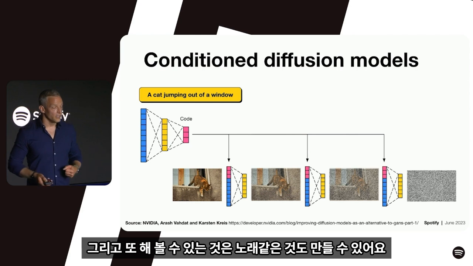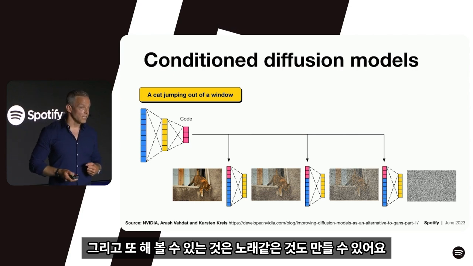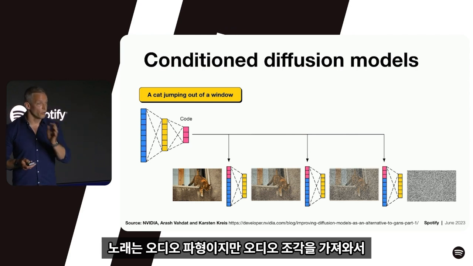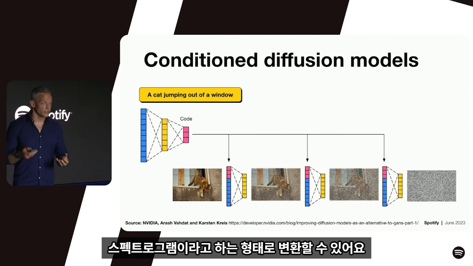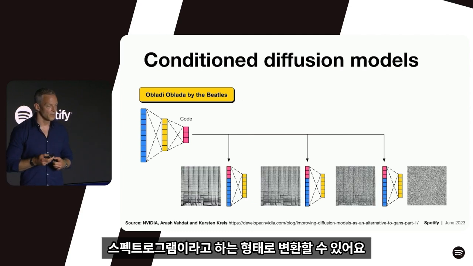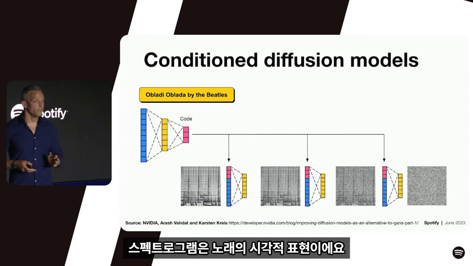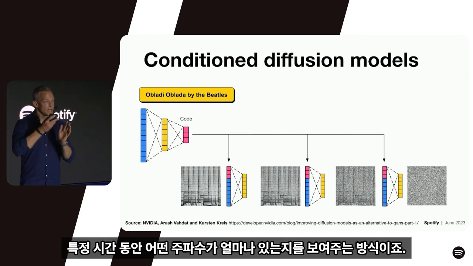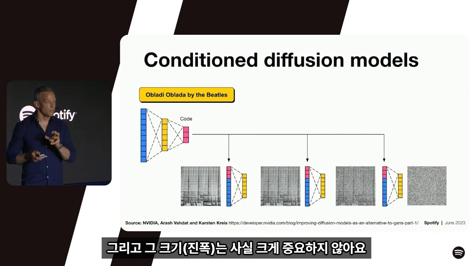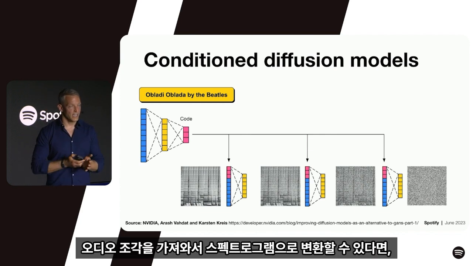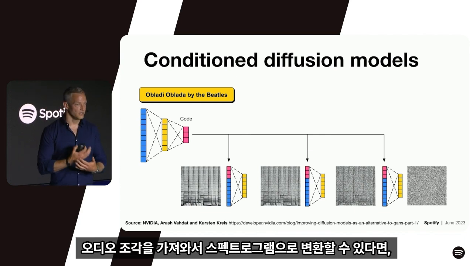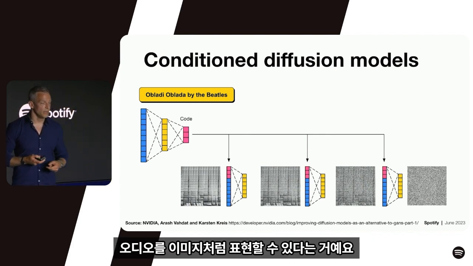And what you can do is you can actually take something like a song, right? A song is an audio wave, but it turns out you can take a piece of audio and you can transform it into what is called a spectrogram. So a spectrogram is the visual representation of a song. It kind of says how much of every frequency is in a song at a certain time and the magnitude of that. It doesn't really matter. If you just imagine that you can take a piece of audio and transform it into a spectrogram, you can represent audio as an image.